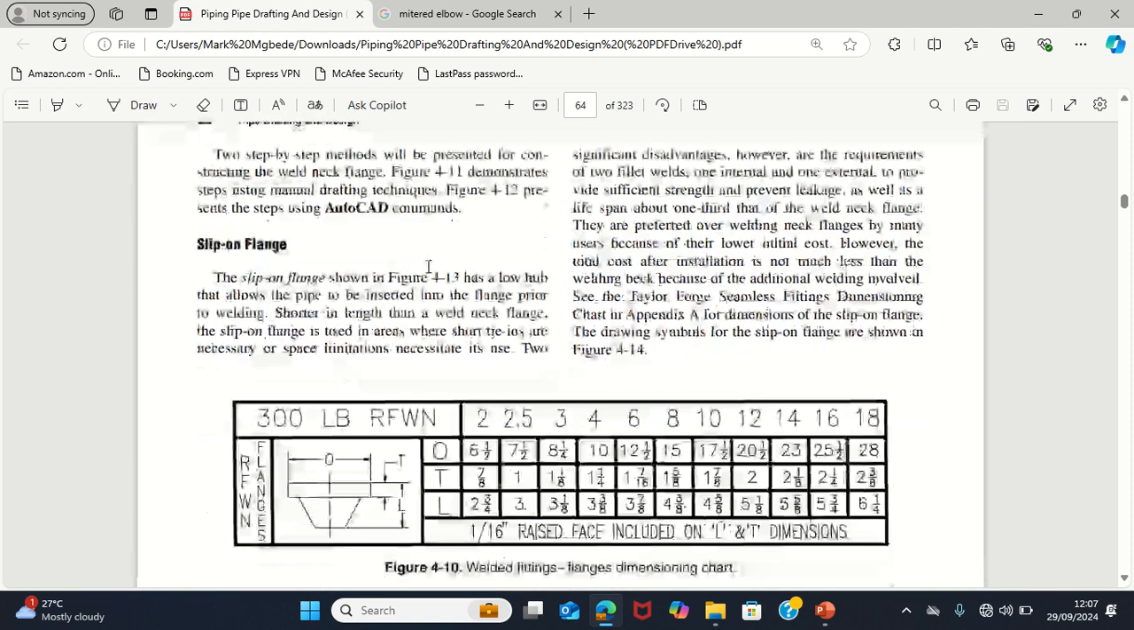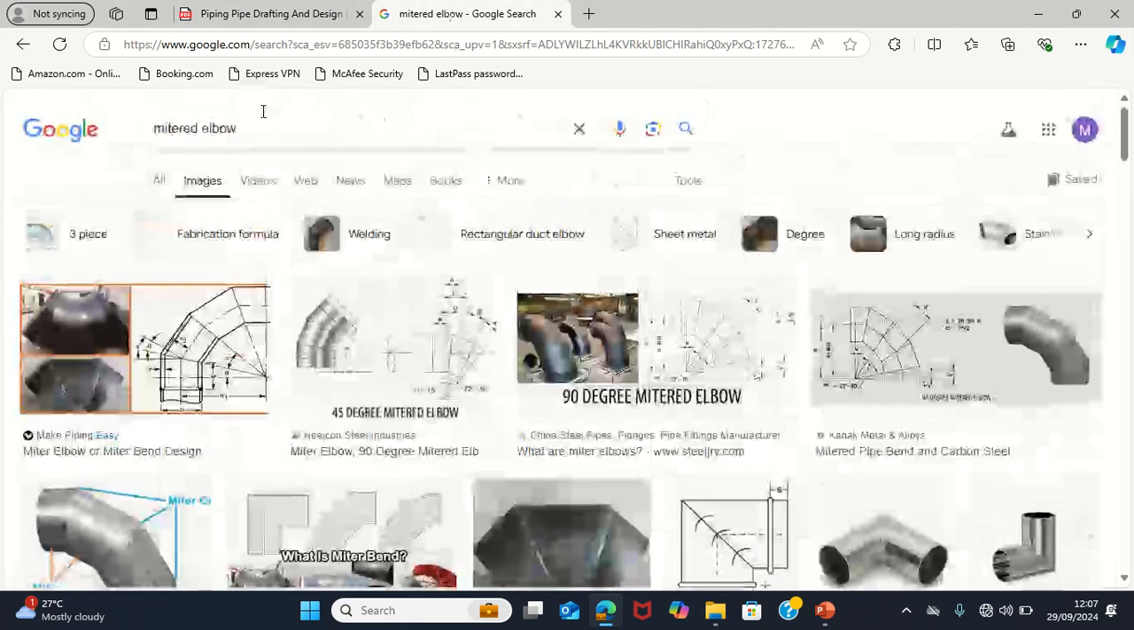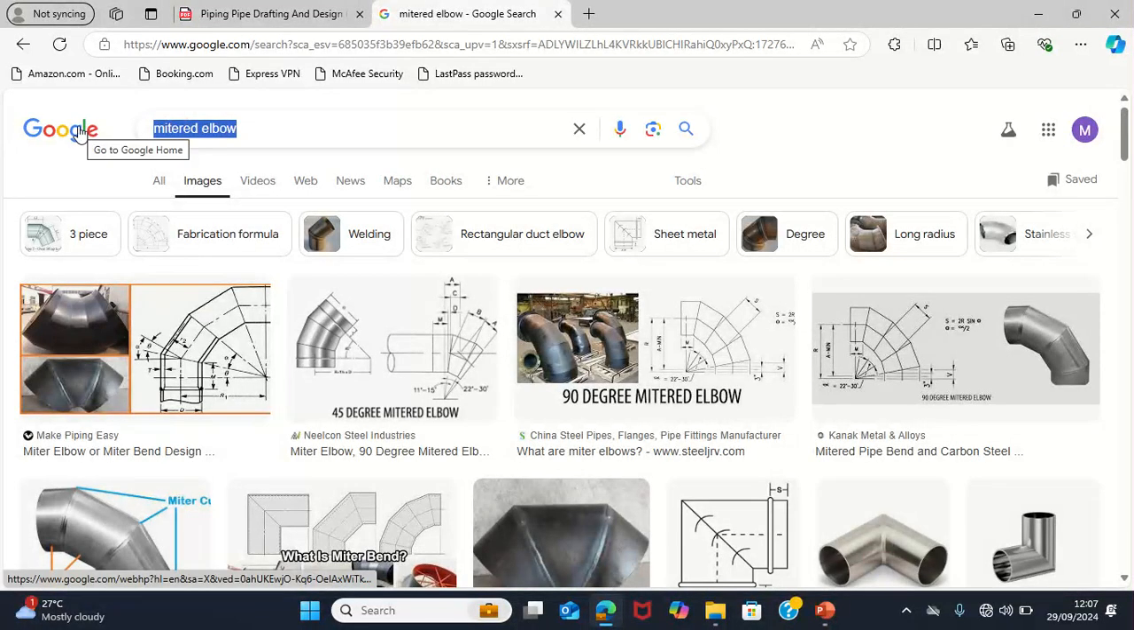And the slip-on flange is a kind of flange compared to the weld neck. You only need to let me show you a picture online. Slip-on flange.